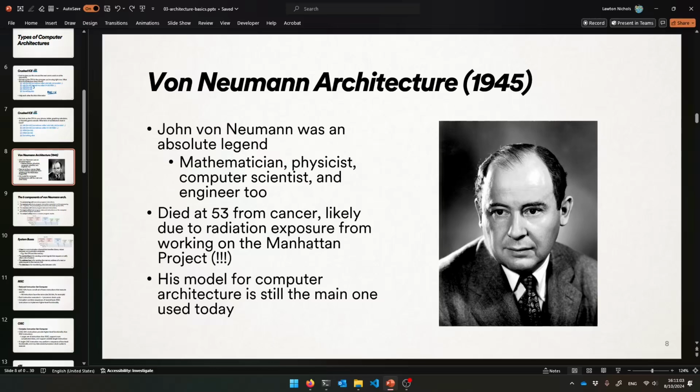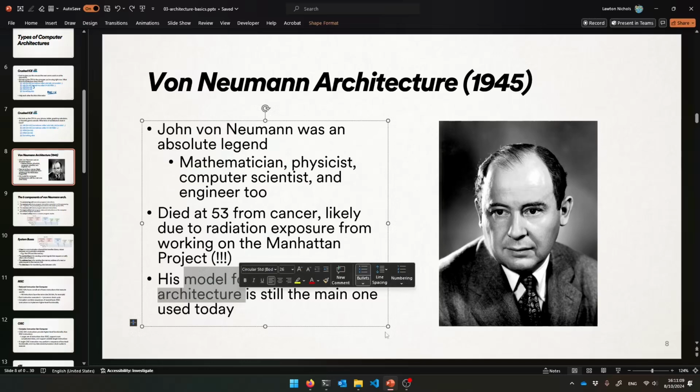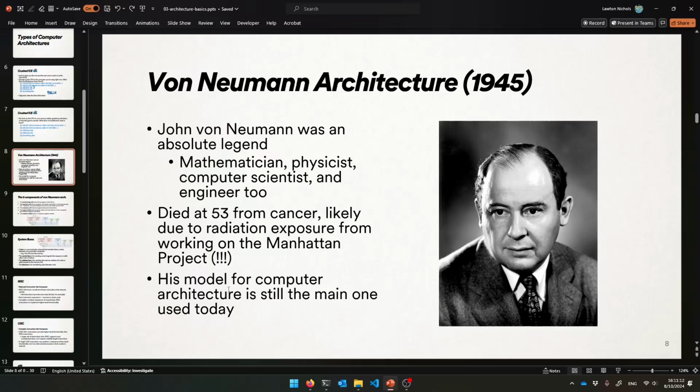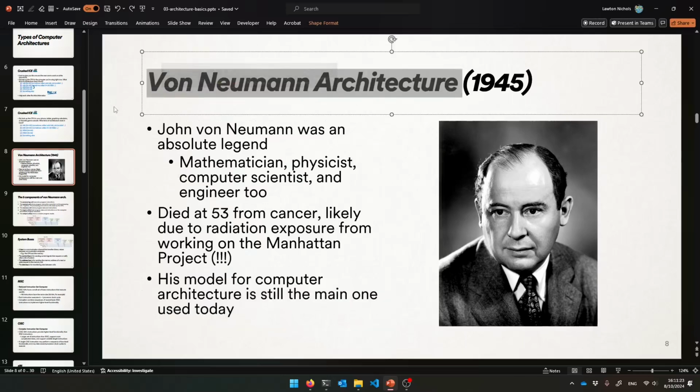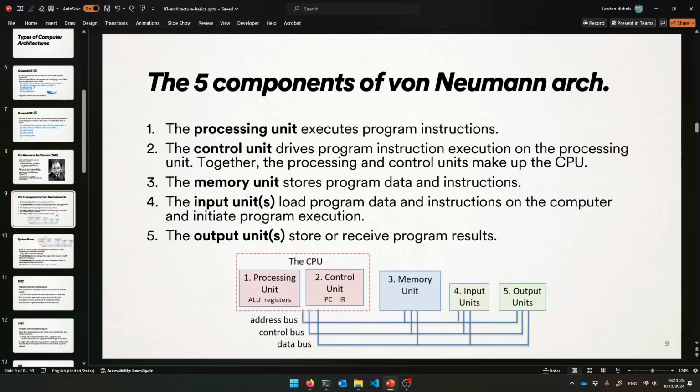So, in addition to that, he created a model for computer architecture to try and understand what a computer could do. And that model is still the main one that we use today as we're building new architectures like x86 and ARM. They all have the von Neumann architecture deep down inside of them. So we should learn about that. There are 5 different things. This is a very generic idea, and that's why it has stood the test of time. It was a good way to think about how to build a computer.